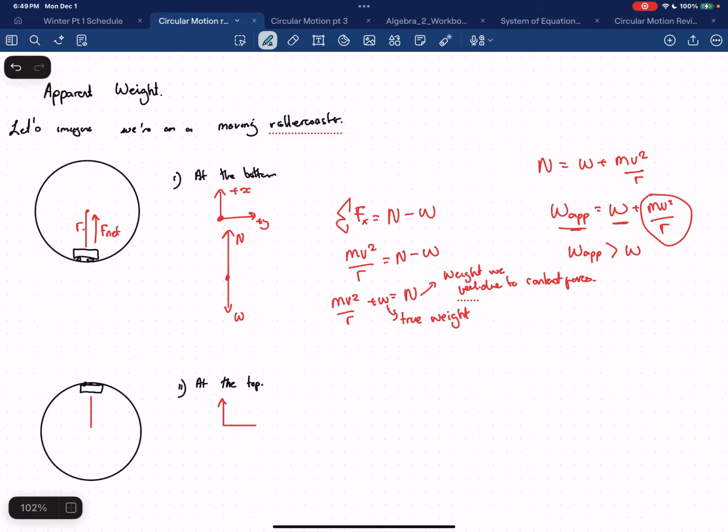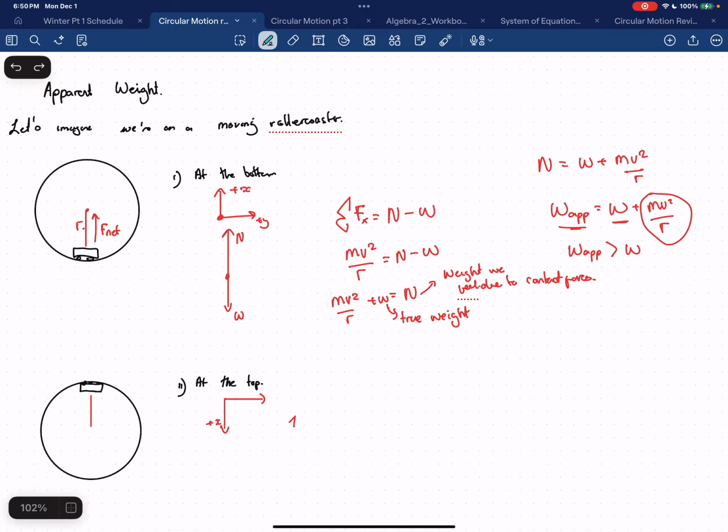All right. So now if I go to the top, my coordinate system is different, because the positive x is always pointing to the center of the circle. So it's going to be where positive x is, and this is my positive y. But we know in y there's nothing going on.